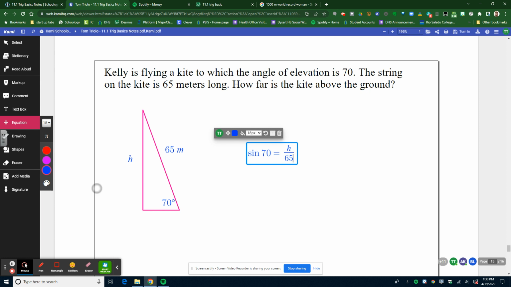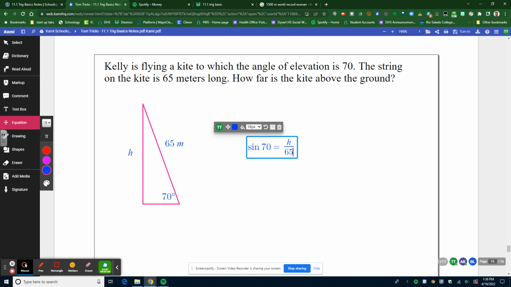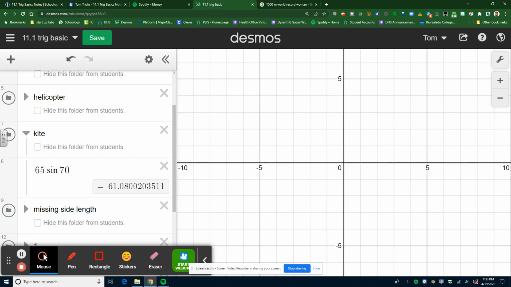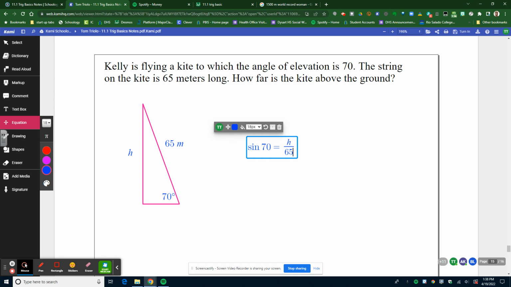Okay. So in this case, how far is the kite above the ground? The kite is 61.1 meters above the ground.